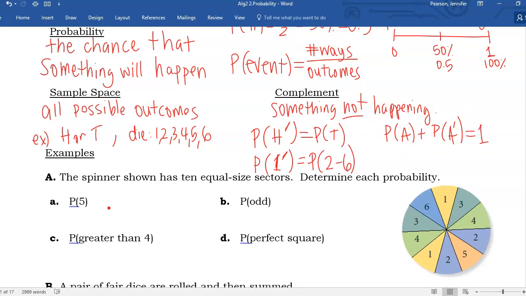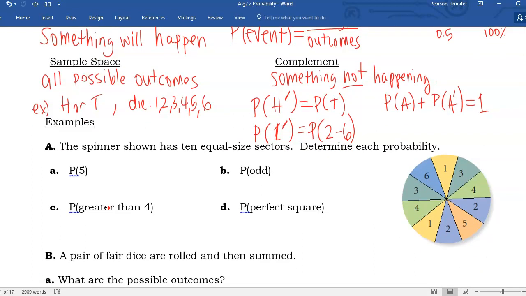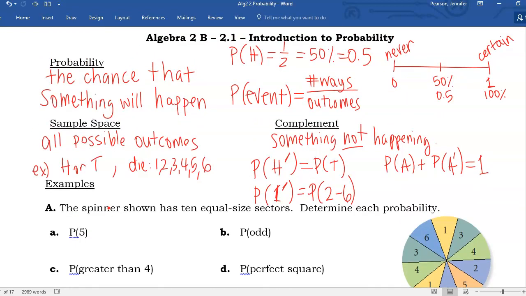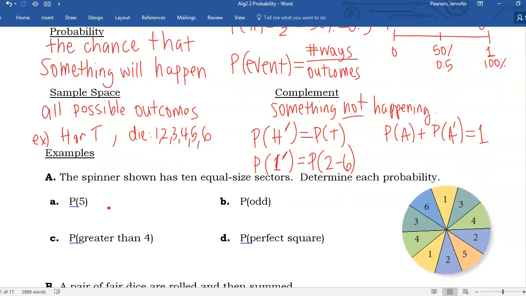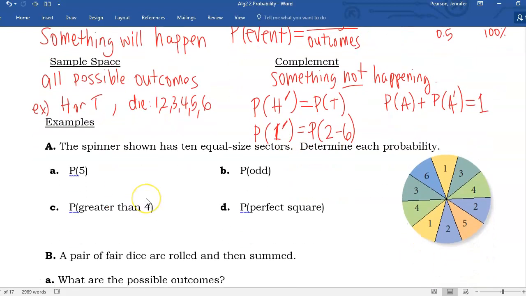Example A says the spinner shown has 10 equal-sized sectors. Determine each probability. So probability of spinning a 5, we're going to put the number of ways you can get a 5 out of the total possible outcomes. So if I look at the spinner and say, how many 5s do I have? There is only 1 sector that has a 5 out of the 10 equal-sized sectors. It did tell us 10, but we could also count them if we needed to see that there are 10 altogether. Okay? The probability of getting an odd.